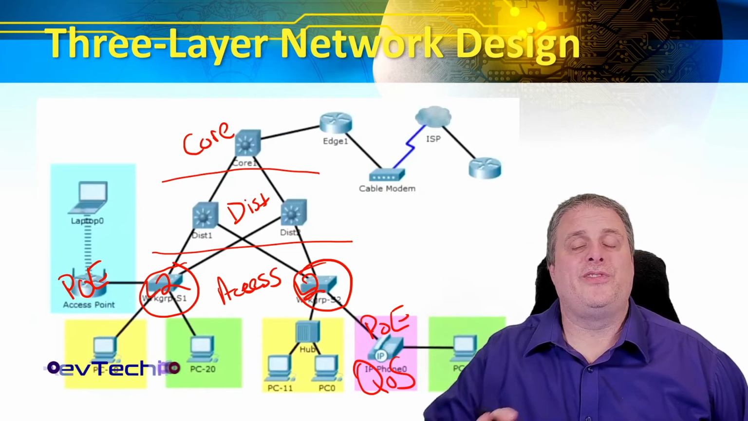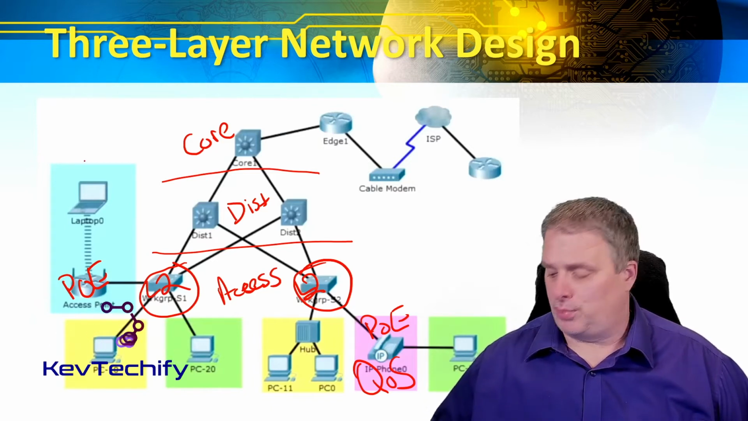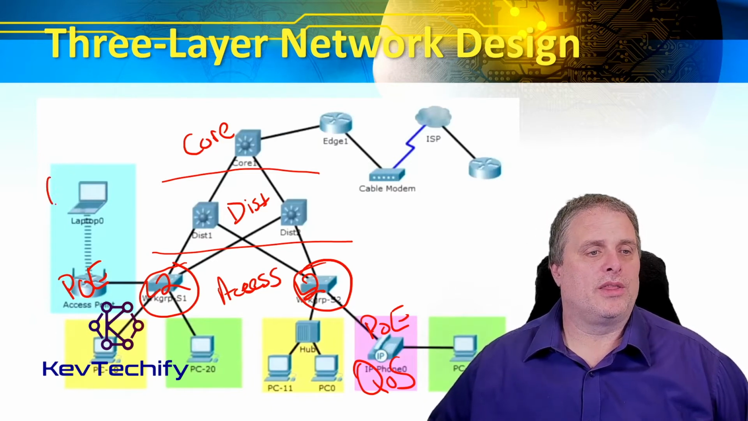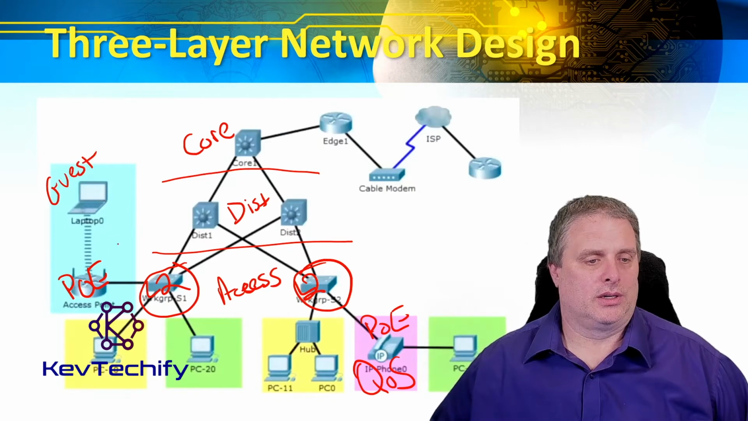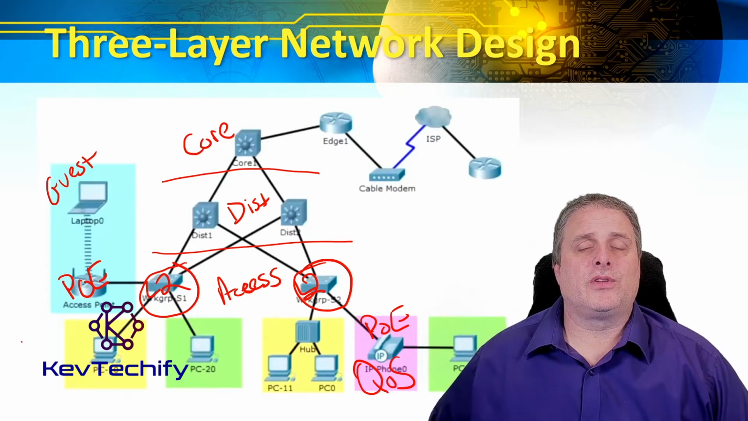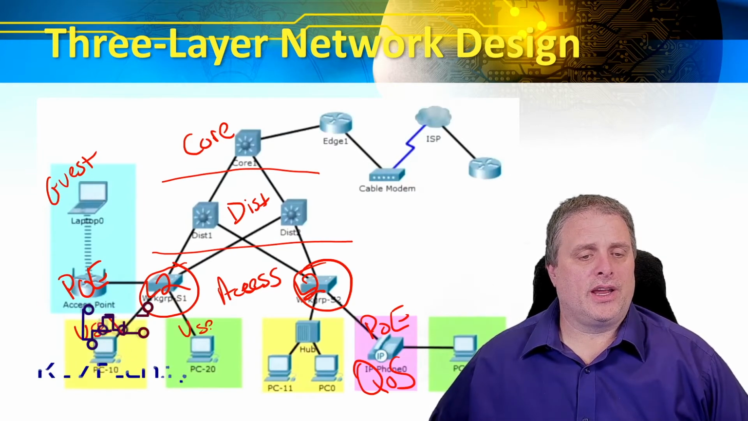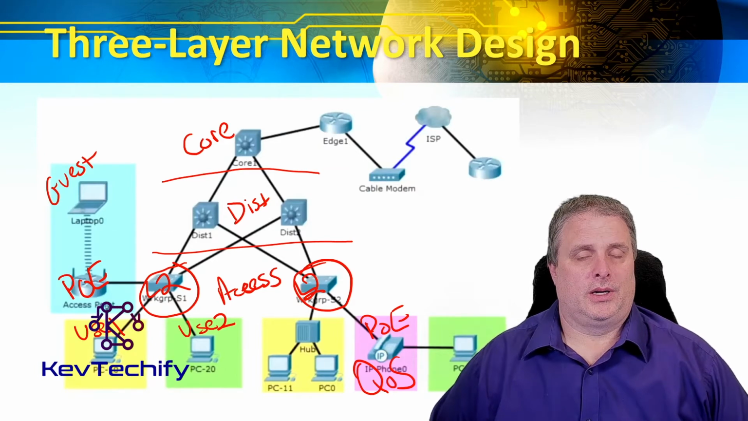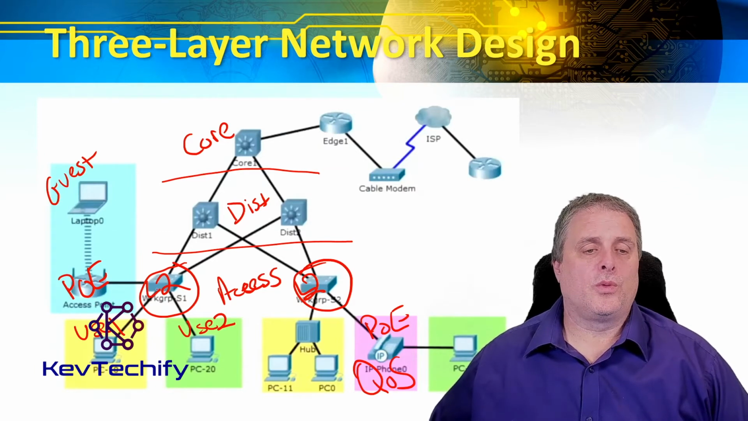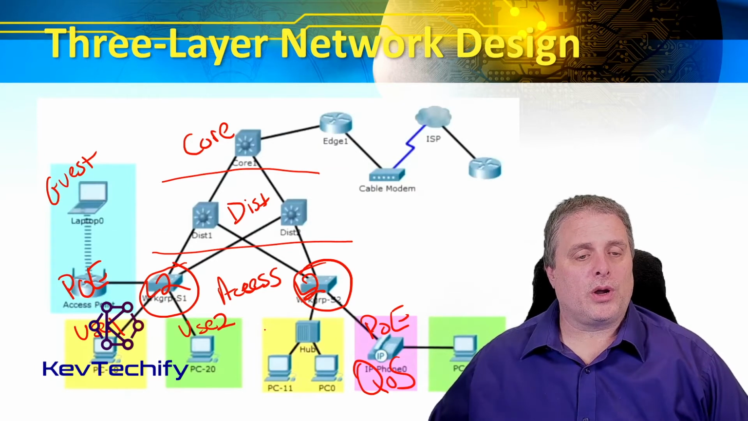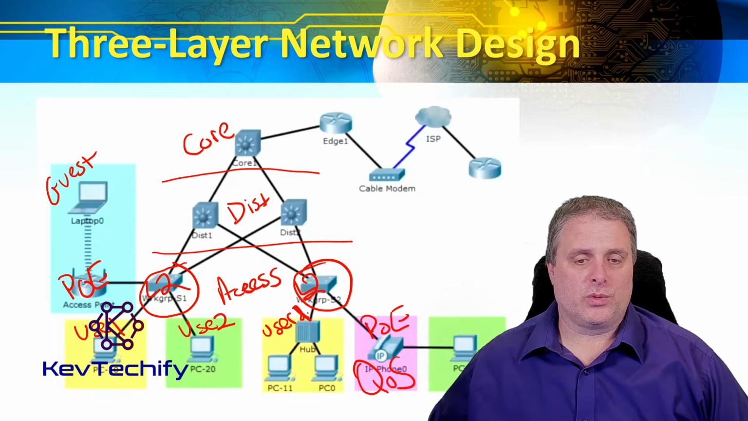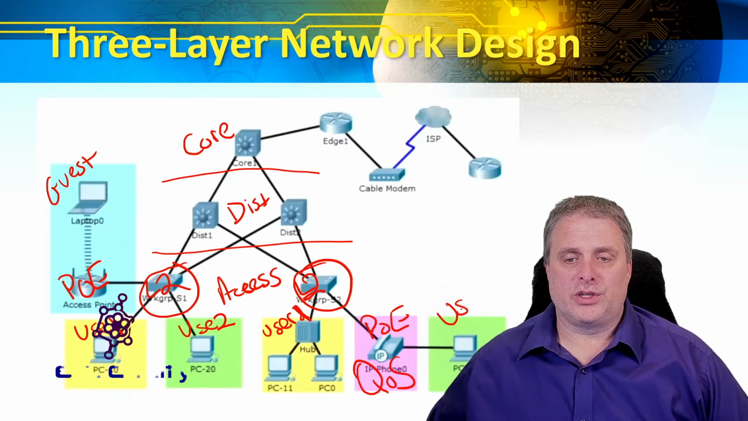There are multiple VLANs that the access layer supports. Here we have this blue square. This is the guest network. Then we have several user VLANs. The yellow represents user VLAN 1. Green represents user VLAN 2. Not only can they be brought off of one workgroup switch, they can also be brought off of all of your access workgroup switches. So here we have user 1. Here we have user 2.